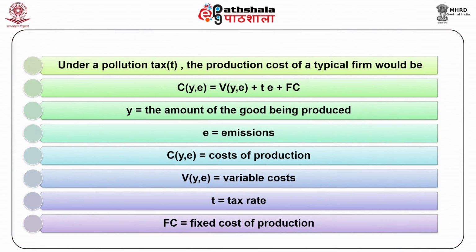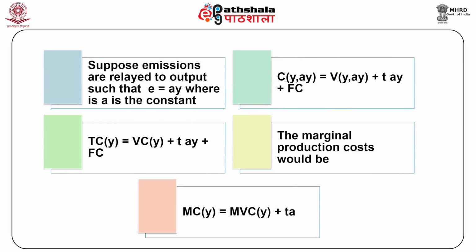Under a pollution tax, say small t, the production cost of a typical firm would be: costs equal to the variable cost plus T, that is the pollution tax, into the emissions, that is unit of emissions, plus the fixed cost FC. Now suppose the emissions are related to output such that E is equal to AY, where A is just a constant.